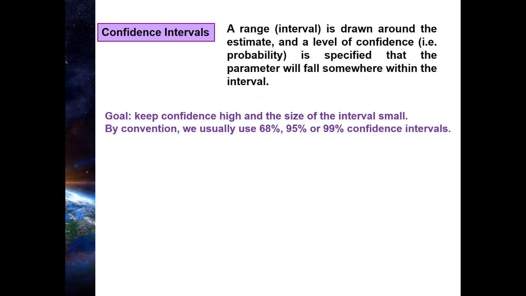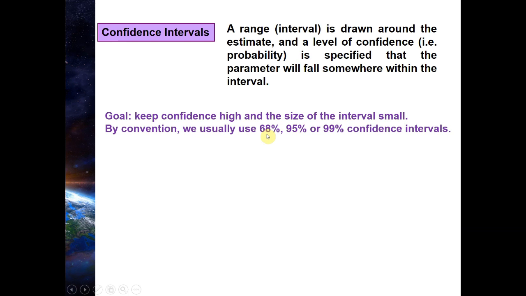But first, our goal is to keep the confidence high. In other words, we want the probability of being correct. We want that to be high and the size of the interval small. So, a range of 10, like an interval size of 10, would be preferable to an interval size of 20 or 30. But we still want the probability of being correct to remain high.